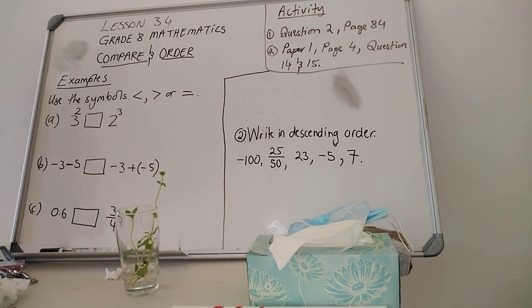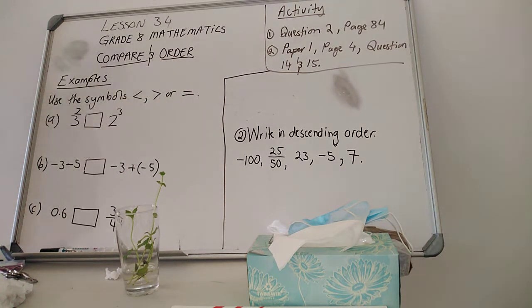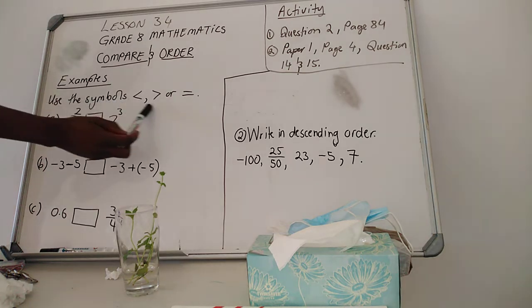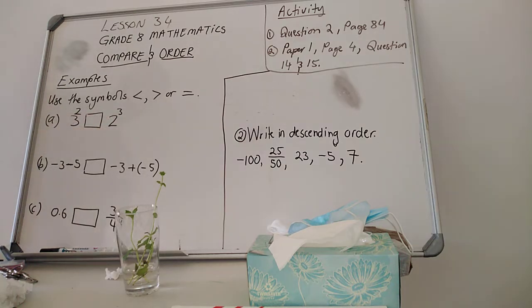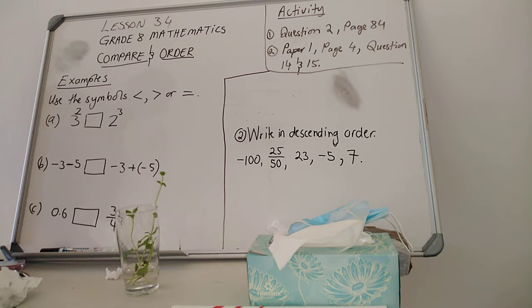Alright, so in grade 6 and 7, you were comparing numbers using the less than sign, the greater than sign, or the equal sign. Now in high school, you are going to order numbers either using these three signs or writing the numbers in descending order or ascending order.